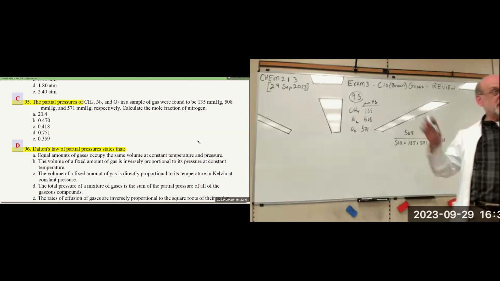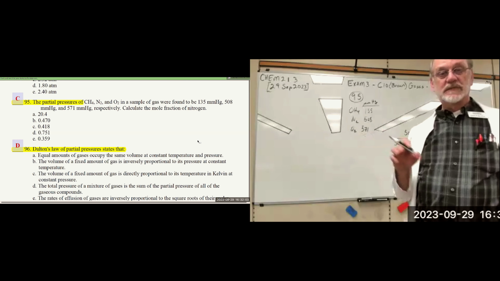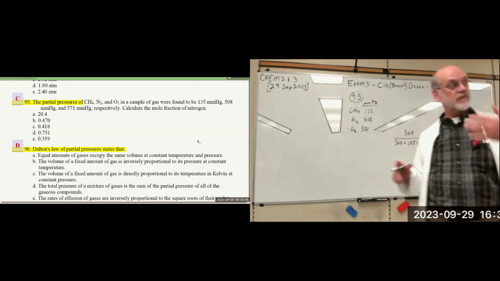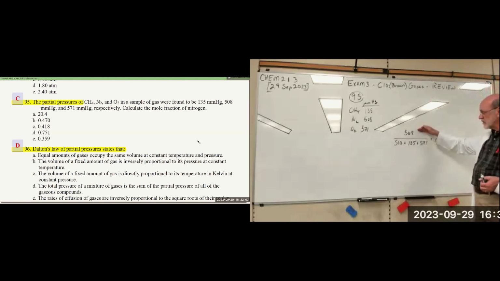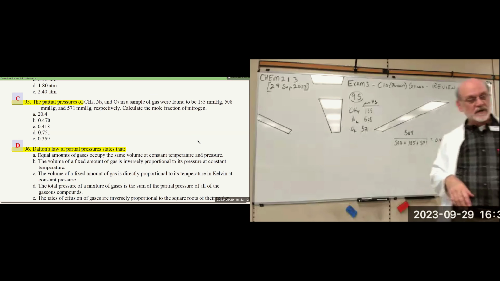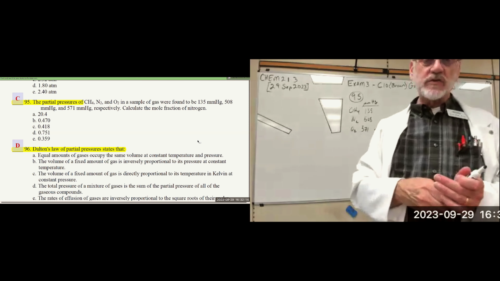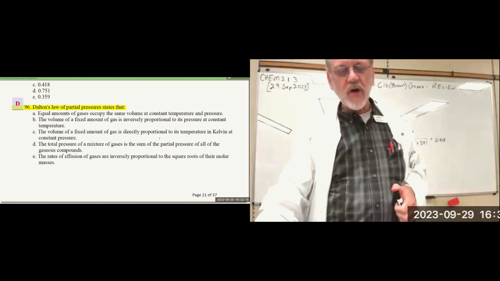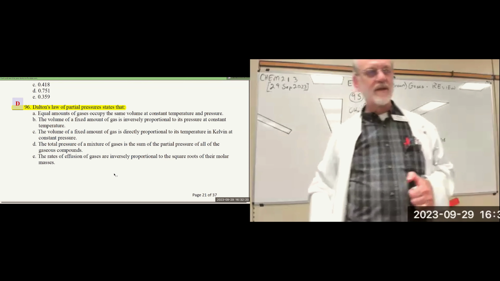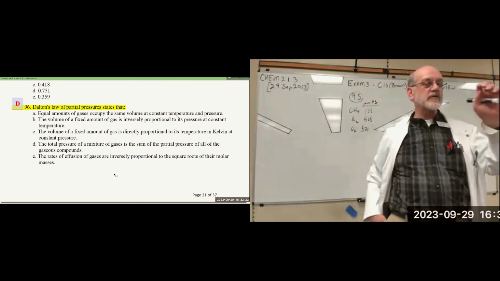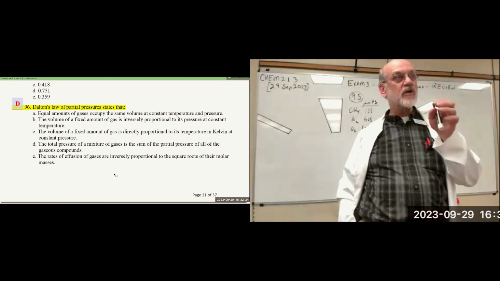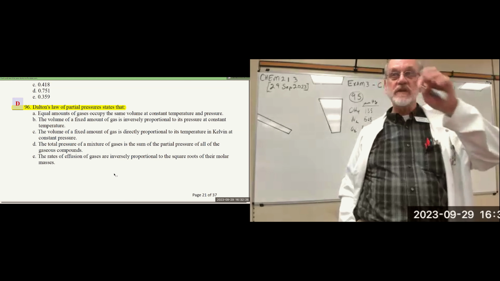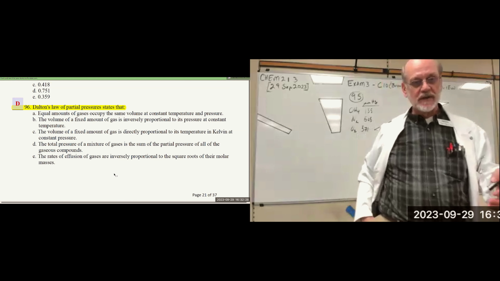It's a dimensionless number. It's just a fraction because these units are canceled by those units. We have to know its origin in order to say what it is. Dalton's law of partial pressures. All right, we've been using that one. The total pressure is equal to the arithmetic summation of the partial pressures of each of the gases in the mixture, which is D.